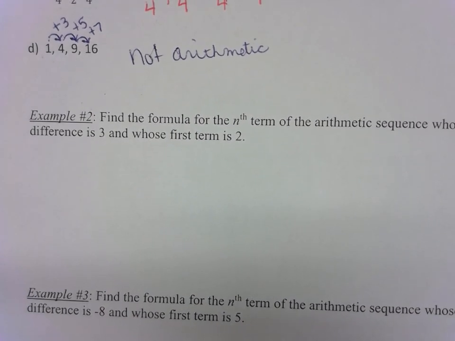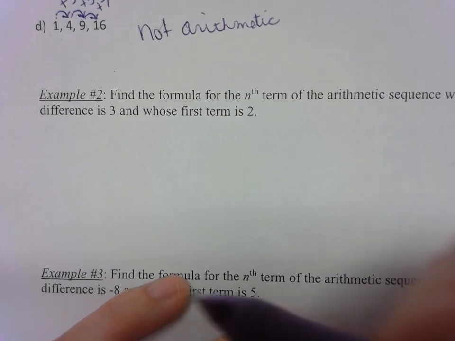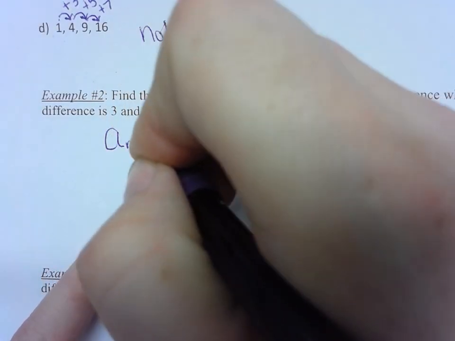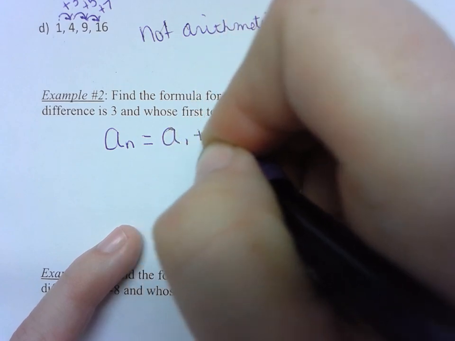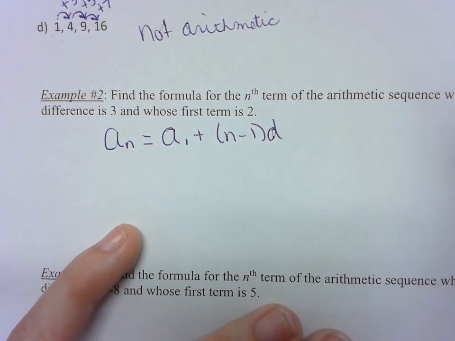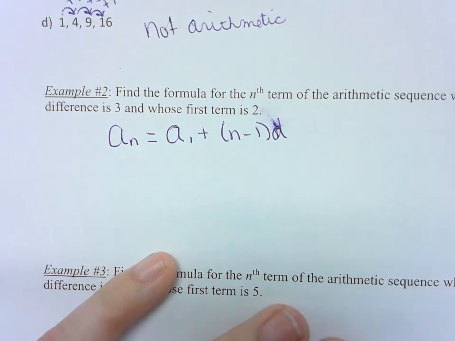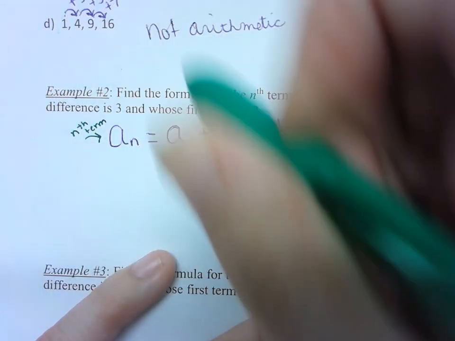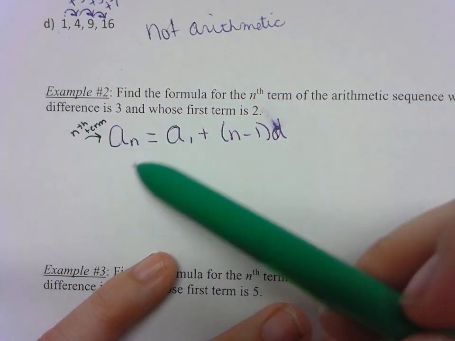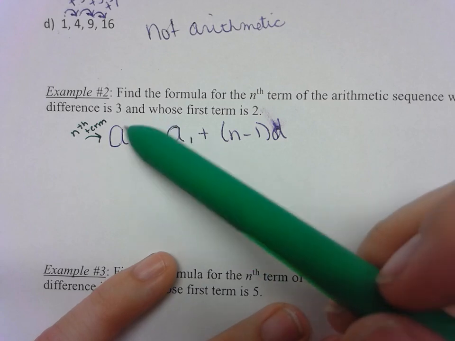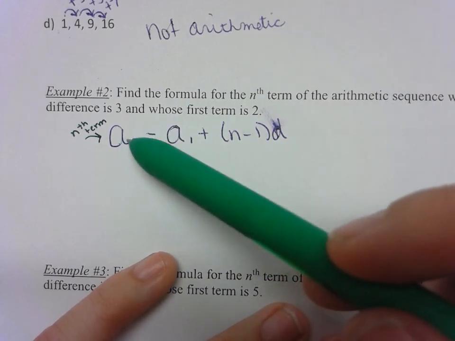Find the formula for the nth term of the arithmetic sequence whose common difference is 3 and whose first term is 2. All right, so the general formula for an arithmetic sequence is a sub n is equal to a sub 1 plus n minus 1 times d. Okay, this right here is the nth term, meaning if this was a sub 5, that would be the 5th term. If this was a sub 20, that would be the 20th term. That's just kind of like your ending term.